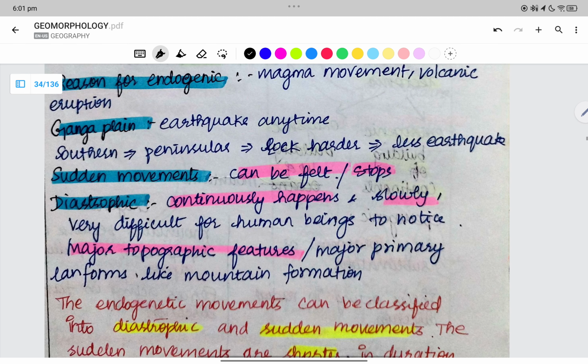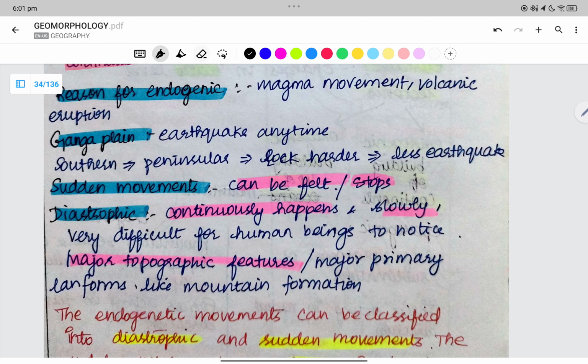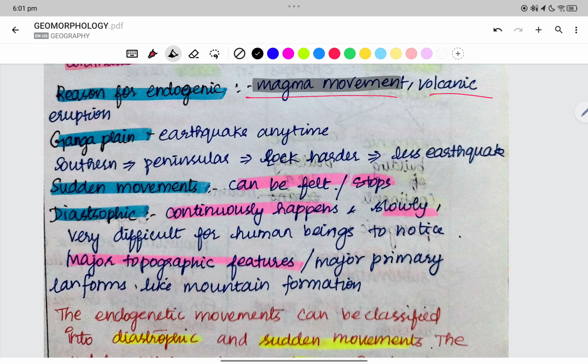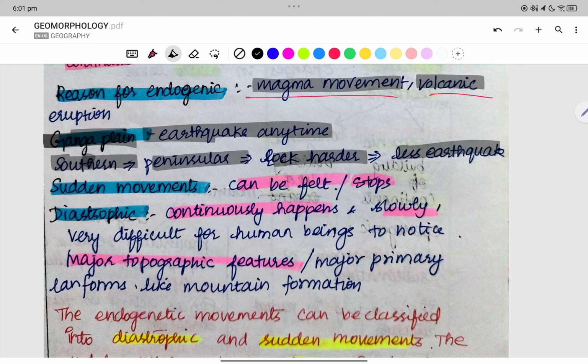Reasons for endogenetic forces are magma movement and volcanic eruption. In the Ganga plain, earthquakes happen frequently. In the southern peninsula, the rock is harder, therefore it has fewer earthquakes.